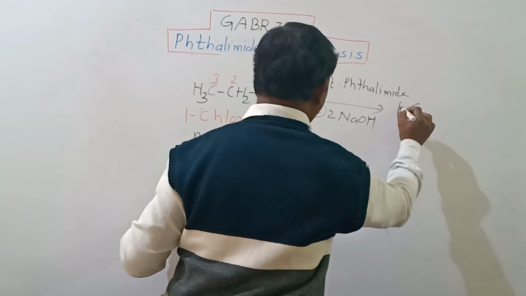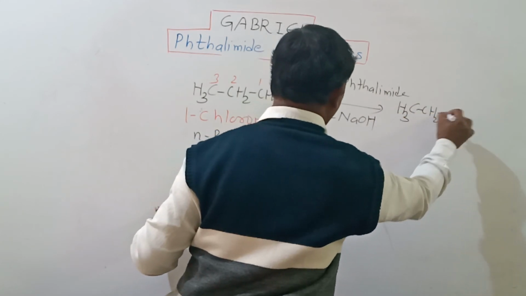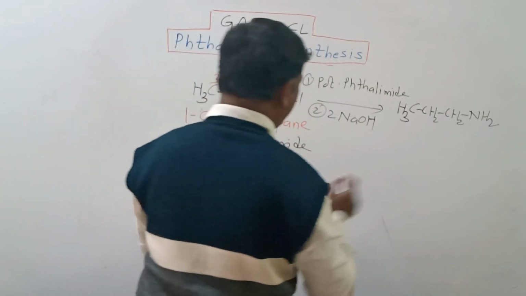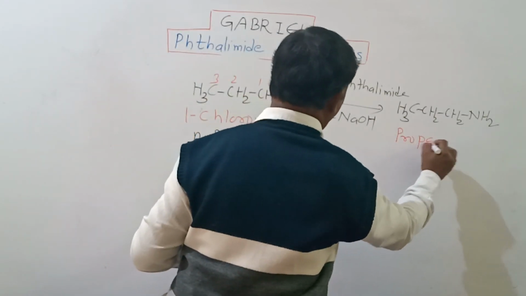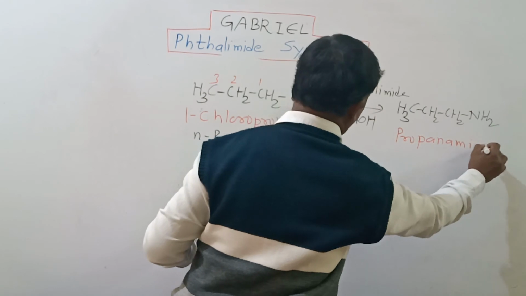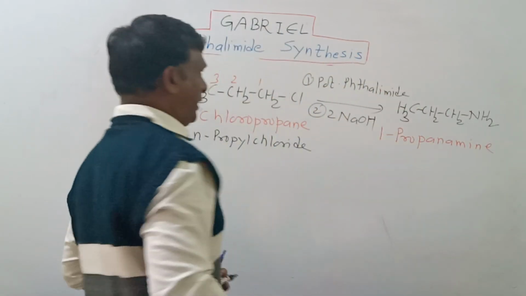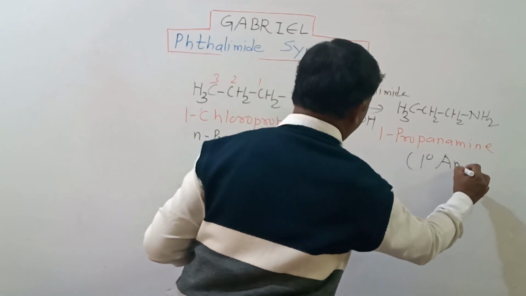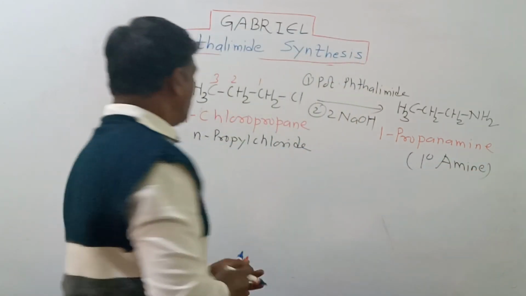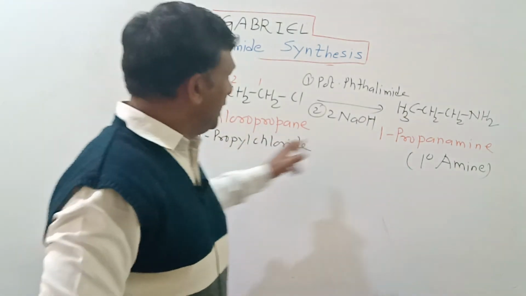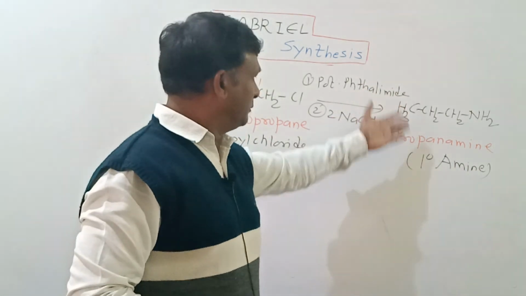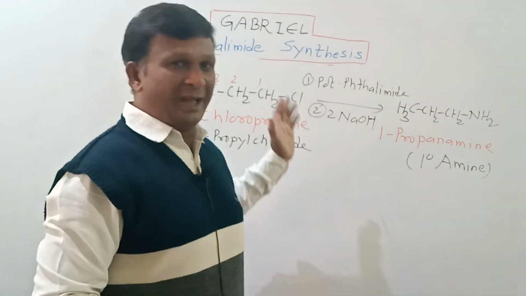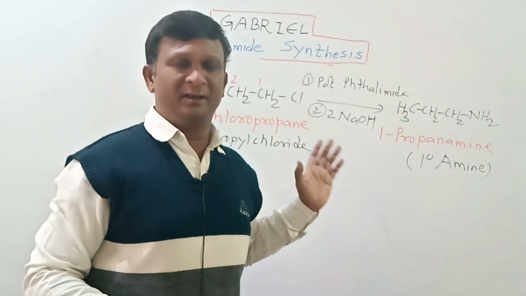we obtain CH3CH2CH2NH2, which is called propanamine. More specifically, it is 1-propanamine, which is an example of primary amine. So starting with this primary alkyl halide, we get formation of this primary amine. So that is all about the Gabriel Phthalimide synthesis.